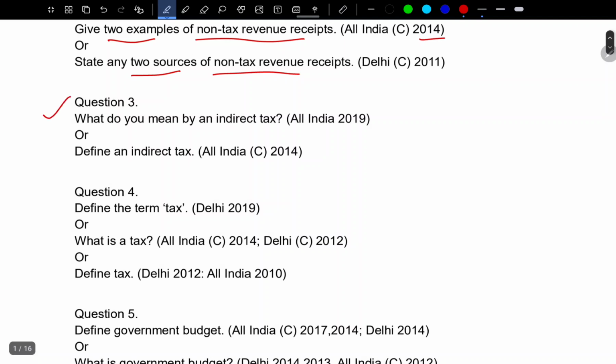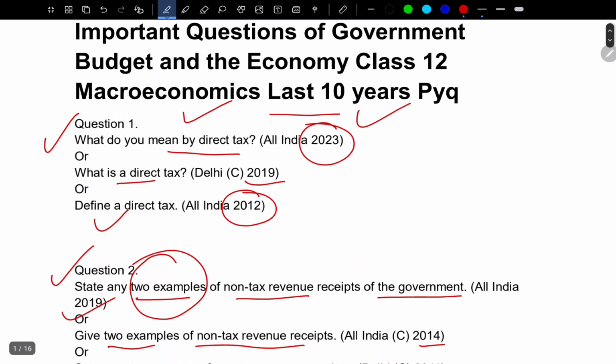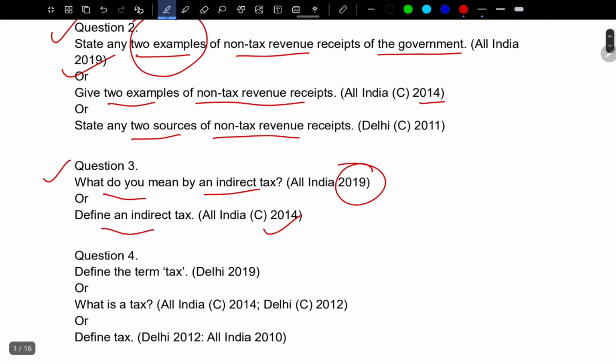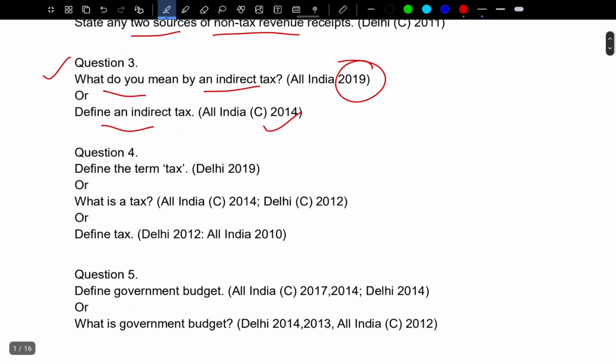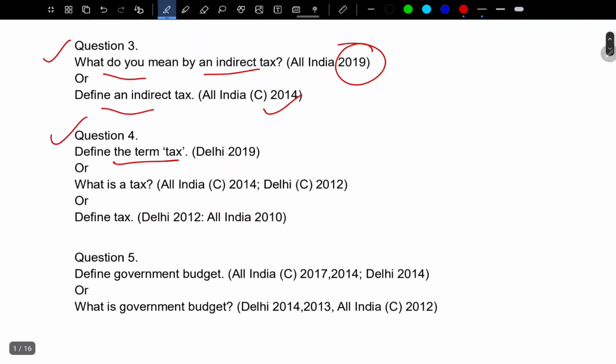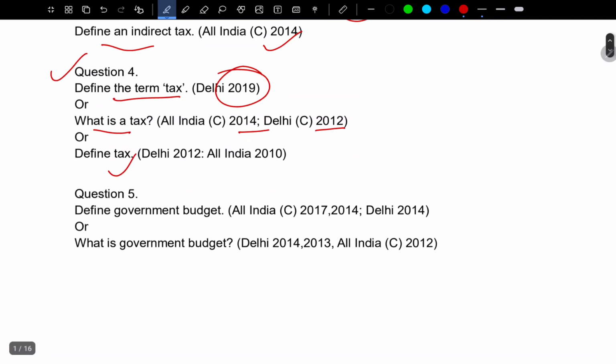Question number 3 is, what do you mean by an indirect tax? Asked in 2019, and define indirect tax in 2014. So it will really help you in getting what kind of questions and which concepts you have to focus on while reading a chapter. Question number 4 is, define the term tax, 2019. What is tax? Delhi 2012. So here we have to define what is tax.